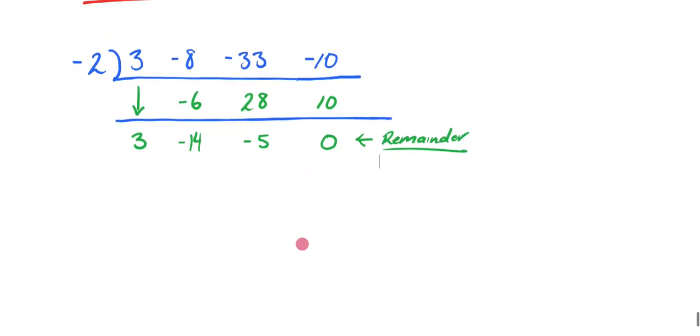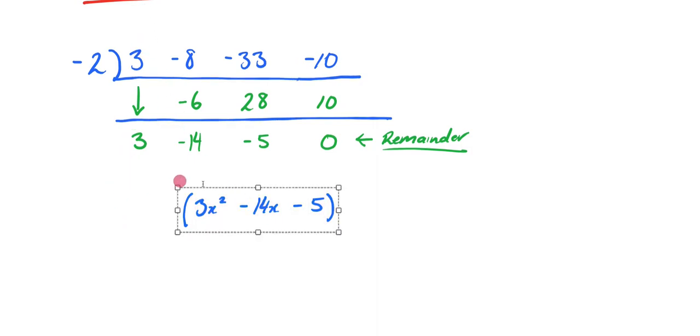So let's now write down what our quadratic is based on this. It is going to be 3x squared minus 14x minus 5. And remember, that is my quadratic. I still have my other factor, which was x plus 2. So let's write that down as well. I did not mean to change the color there. Come on, work with me here.